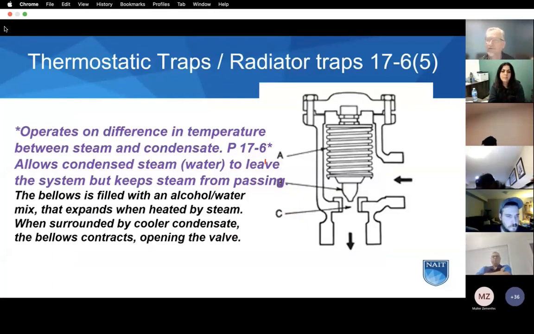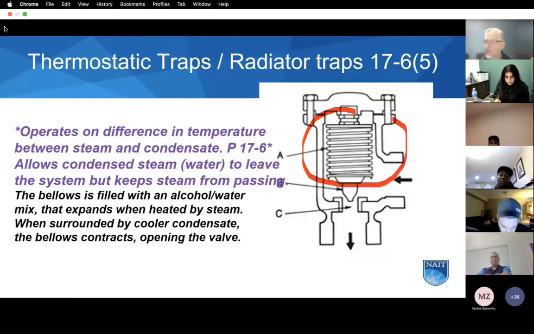Thermostatic traps operate on a different principle. The first two we saw were the ball float and the bucket float, and they react to level. They're mechanical, different than thermostatic. Thermostatic reacts to temperature. So there's a bellows here that's a sealed unit.